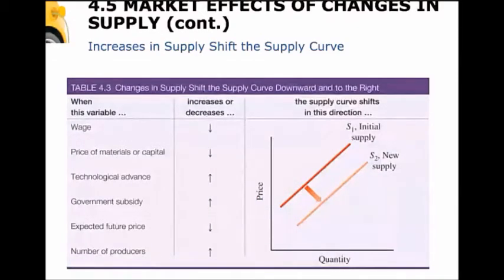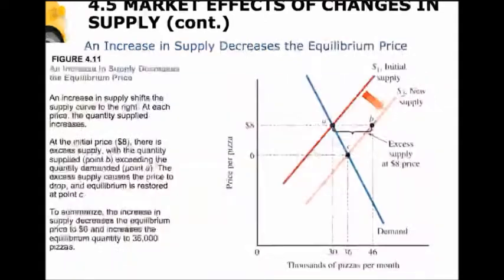What makes the supply curve shift to the right or supply increase? Well, a decrease in wages, a decrease in the price of materials, an increase in technological advancement or a government subsidy, a decrease in future prices, or an increase in the number of producers. All of these variables moving in this direction is going to shift the supply curve to the right, which is an increase in supply. What's the market effect of this change?